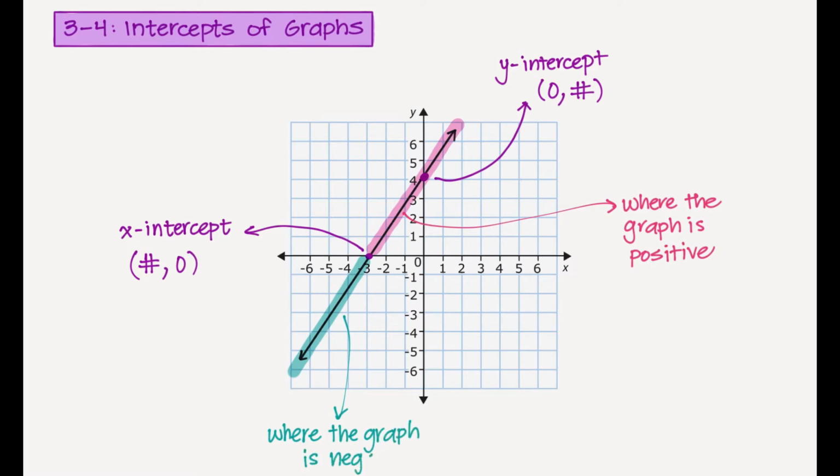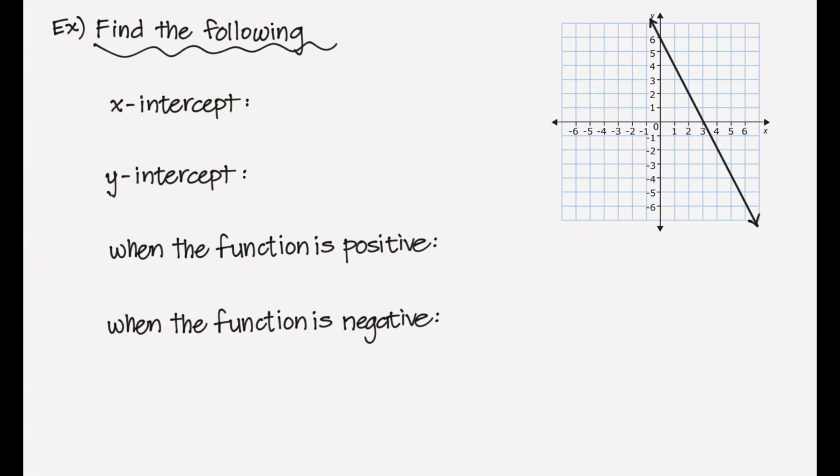So, we're going to see what this looks like in other graphs, and I want us to find the x-intercept, the y-intercept, when the function is positive, and when this function is negative. So let's see, the x-intercept is located right there at 3, 0. The y-intercept is up above at 0, 6. So those are pretty clear to see.